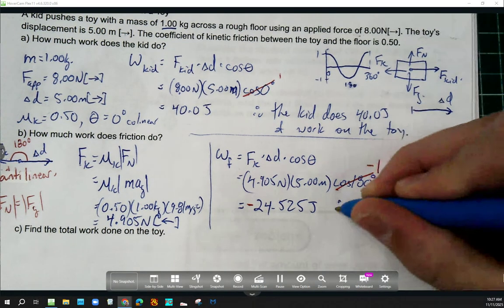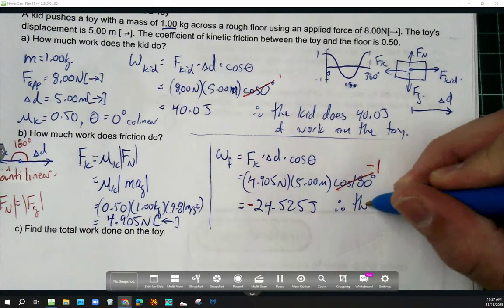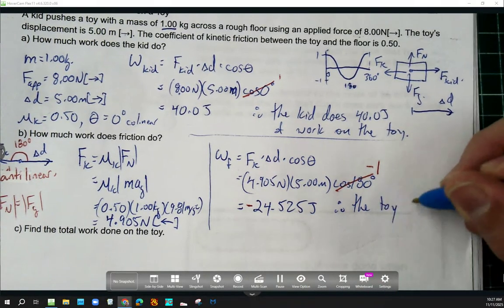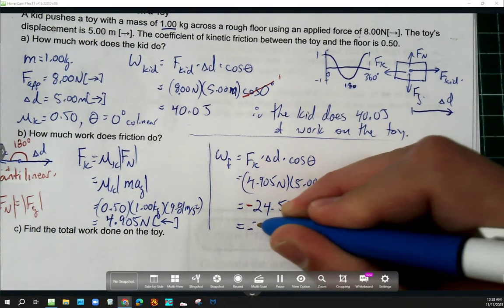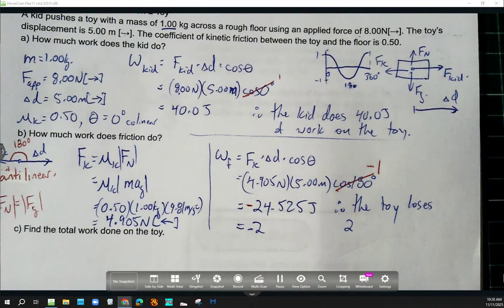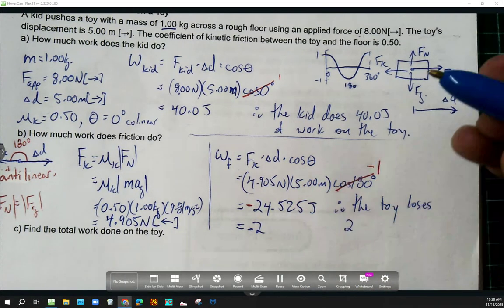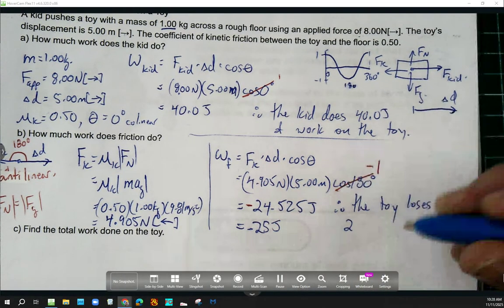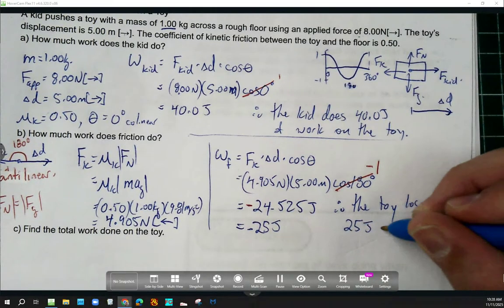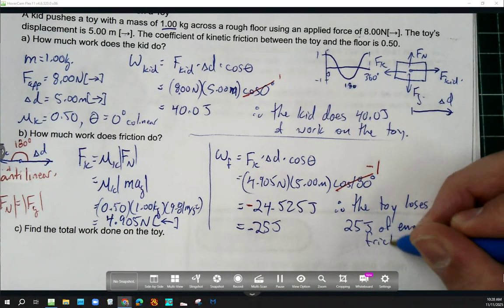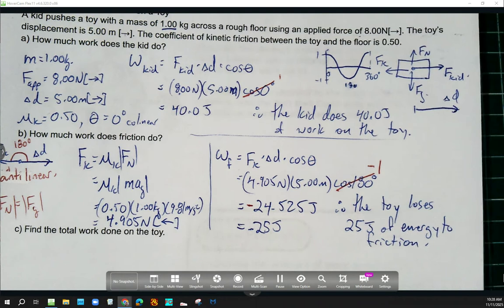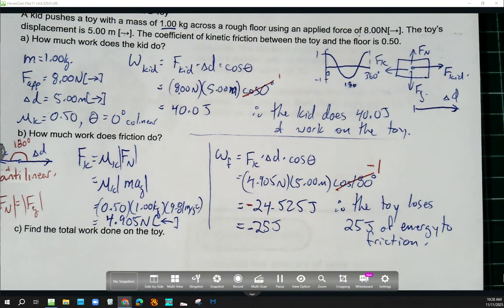So then I can say, therefore, the toy loses 24, I could say approximately negative, how many, oh, there's only 2 sig figs in the mu k value. Approximately 25 joules. Loses 25 joules of energy to friction. And remember, I said before, you could say that the friction performed negative 25 joules of work on the toy. But a lot of people would rather hear that the toy lost 25 joules of energy to friction, right?